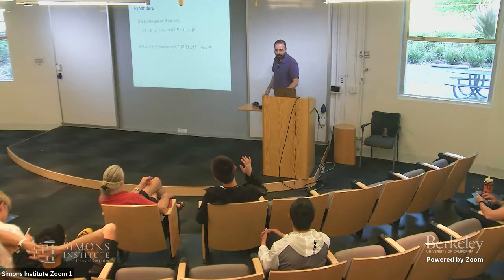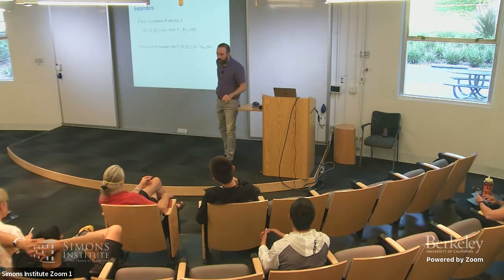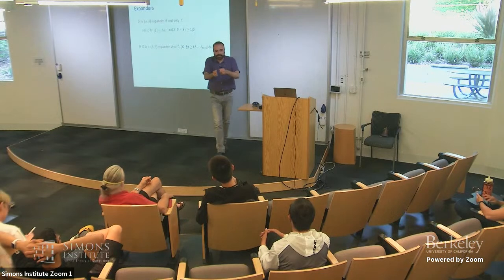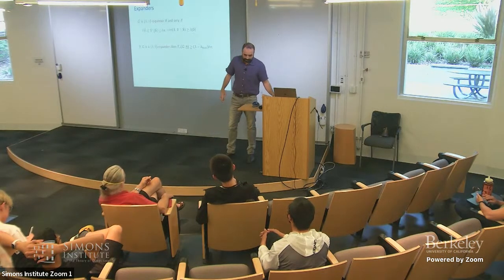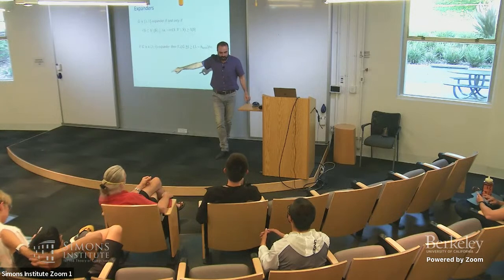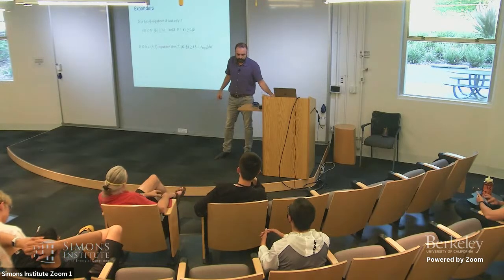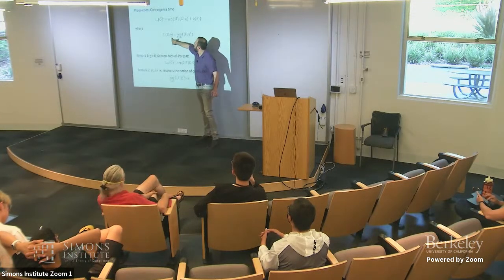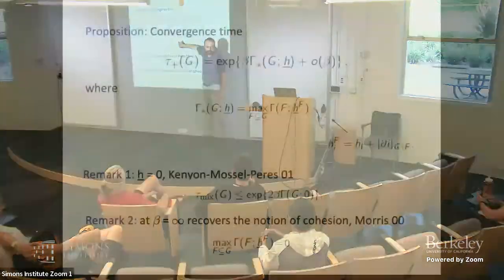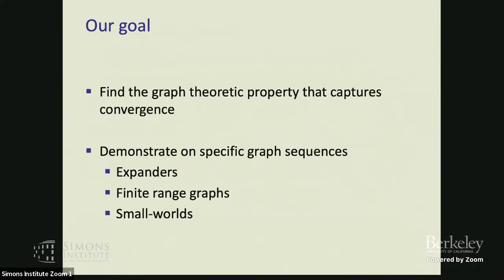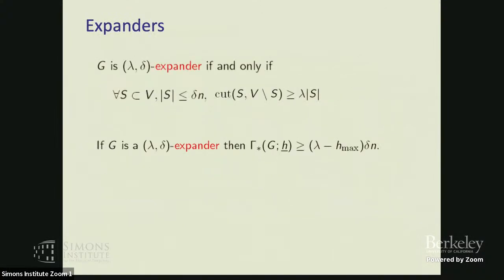Can you remind me what's the definition of gamma star? Gamma star is the tilted cut that I was talking about. Remember, the rate of convergence was e to the power beta times gamma star. This is the tilted cut that I mentioned. It's the maximum tilted cut over all subsets. Okay. Yes. You look here at the time to reach all ones.